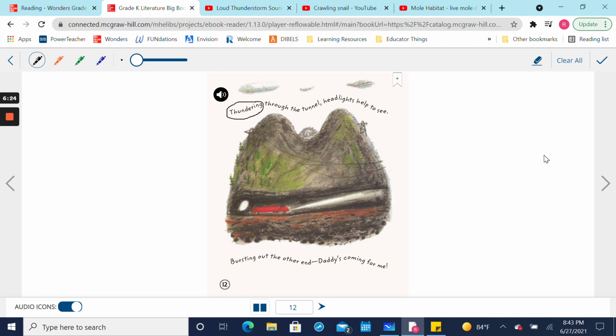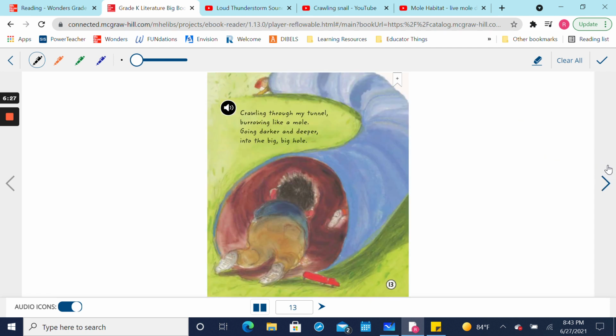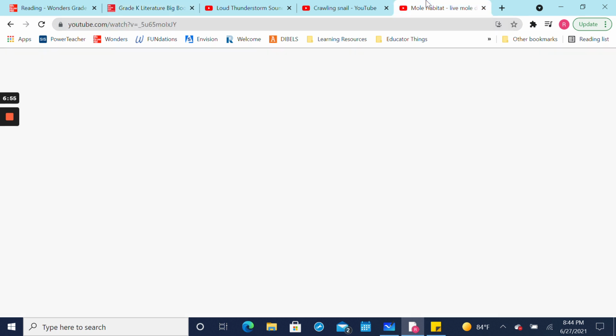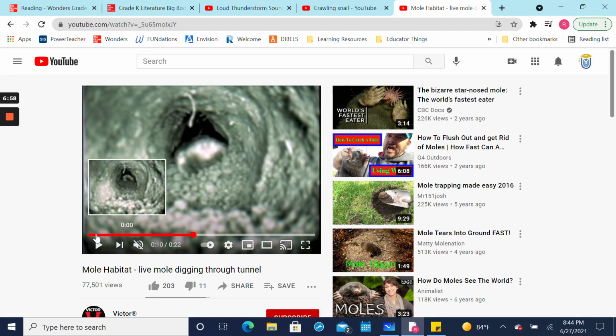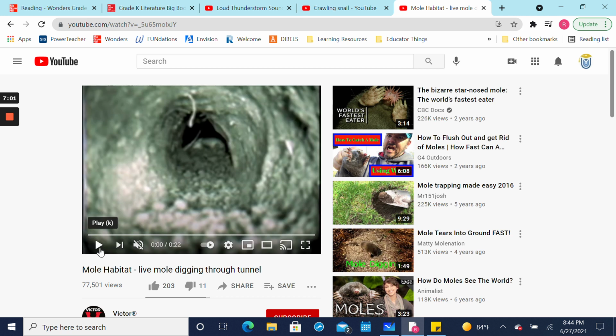One final example. Our last example comes from page 13, and it says, crawling through the tunnel, burrowing like a mole, going darker and deeper into the big, big hole. Now, a mole is an animal that loves to dig. And here I have a video of what a mole does when they are in their habitat or in their home.